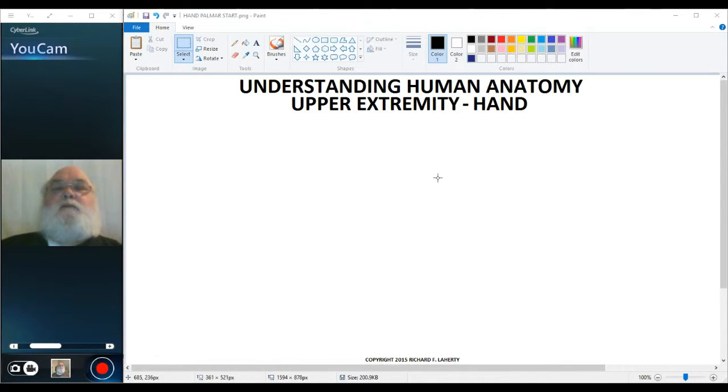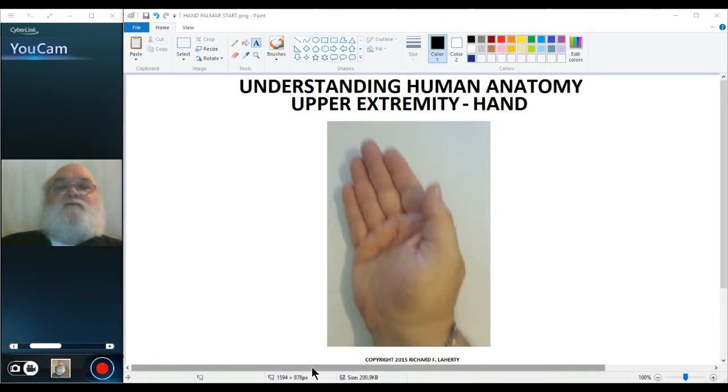Welcome back to another session of Understanding Human Anatomy. In this session we will begin a discussion of the hand. Let's start by looking at a photograph of a hand.